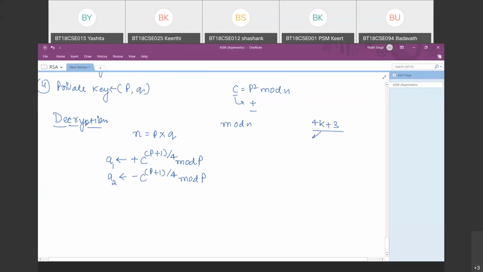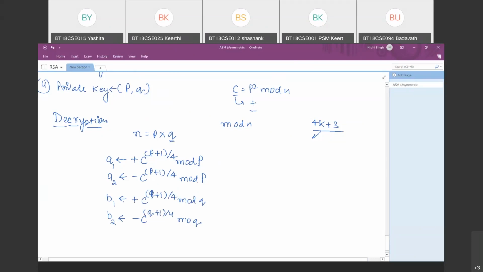Now this is about the first prime number, that is p, because I'm talking about the composite modulus. Now it is the turn for the q value. So the q value is denoted by b1: plus value to the power q plus 1 divided by 4 mod q. Sorry, here q will come. And b2 is the negative value to the power q plus 1 divided by 4 mod q. So these are the four equations.